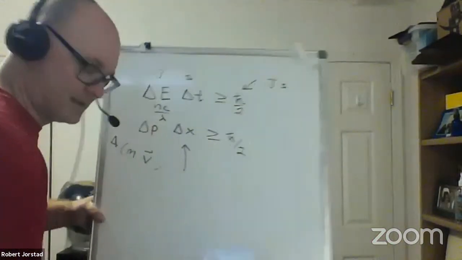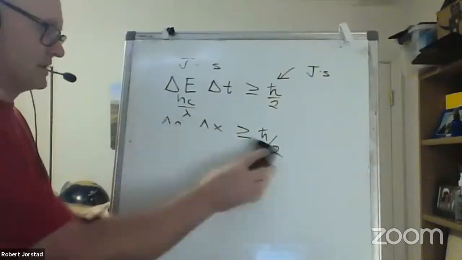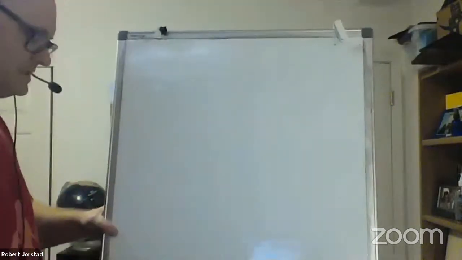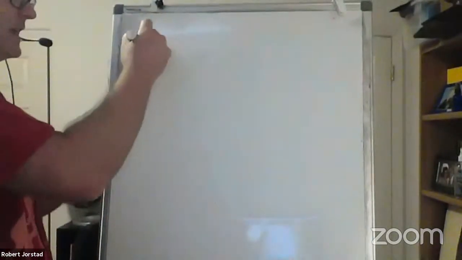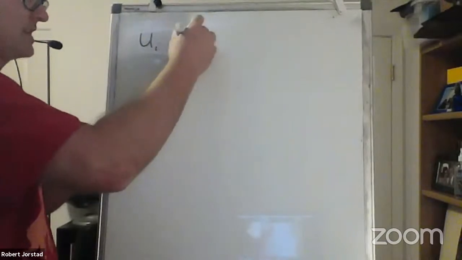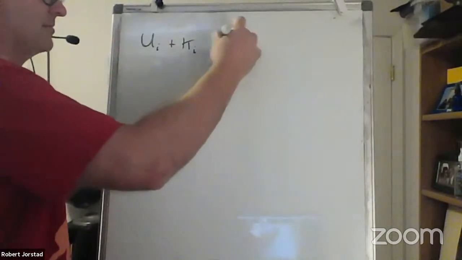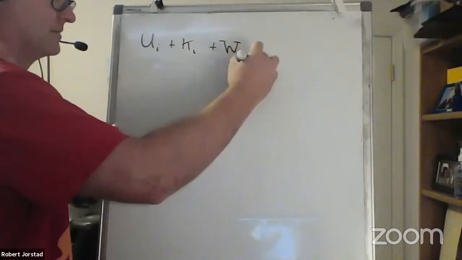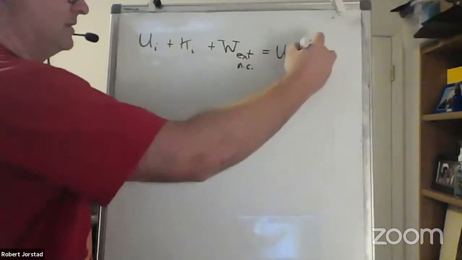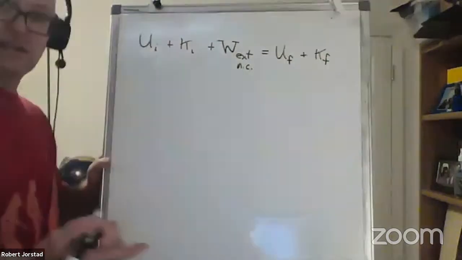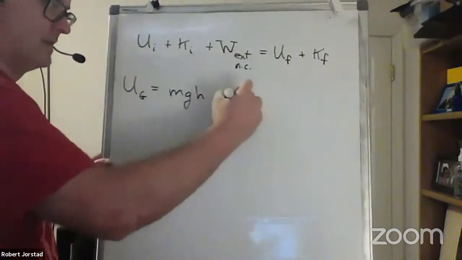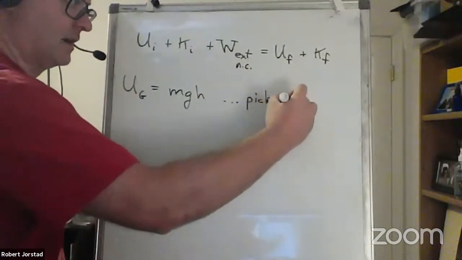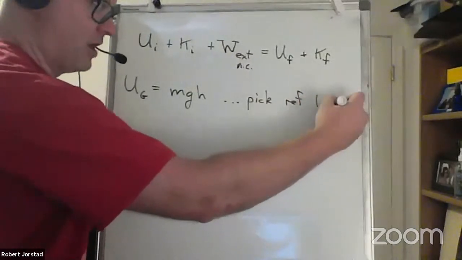I'll say one thing and then we'll get to our break. Let's do a quick summary of chapter 8, just to see what we've learned, and what you're supposed to get out of this, all right? This is kind of intense because we've seen a lot of different things. But one thing is U initial plus K initial plus work done by external non-conservative forces is equal to U final plus K final. We know our gravitational potential energy equation is mgh, and you have to pick a reference level. That was one thing that you always have to do.